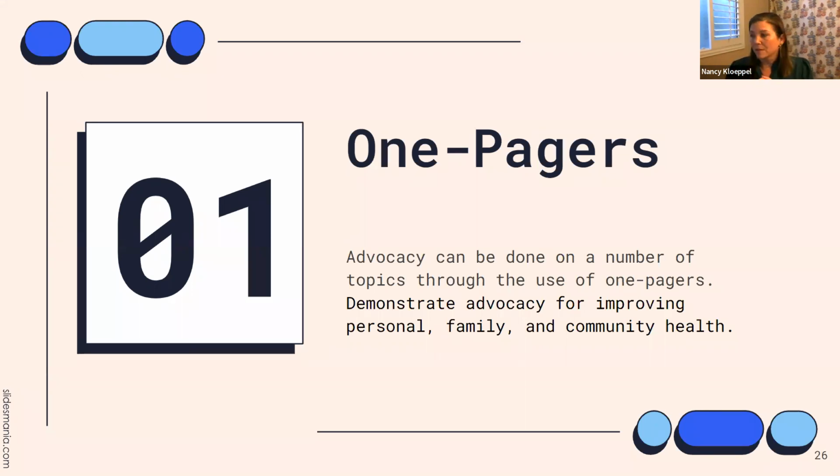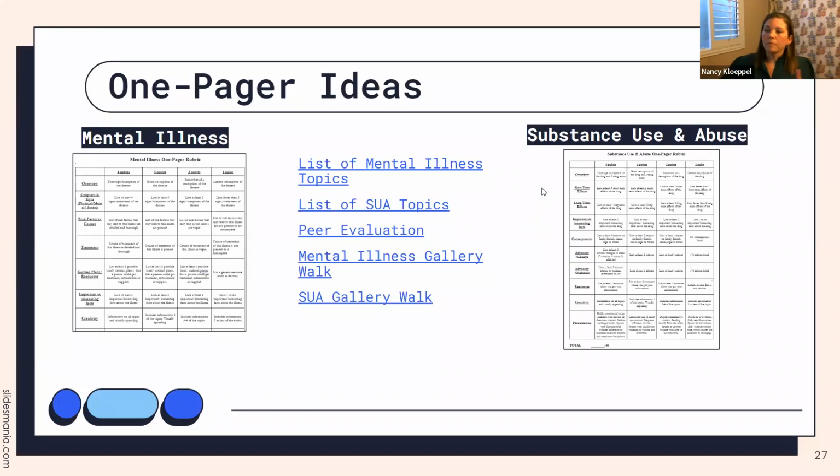So we're talking about advocacy. We're talking about research or accessing the information. We're talking about also improving or talking about consequences. So what is this one pager? I use it for both mental illness and also substance use and abuse. But you could apply it to another example that I have, environmental health. So environmental health, I talk about natural disasters, and then they could choose that.